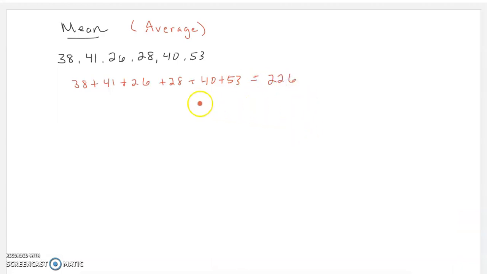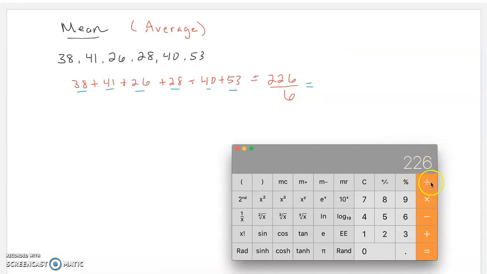Now from there, I'm going to divide this 226 by the number 6. The reason why I'm going to divide it by 6 is because I have 6 numbers here: 1, 2, 3, 4, 5, 6. There are 6 numbers in the data set, so I'm going to divide by 6. If there were 7 numbers in the data set, I would divide by 7. And if there were 3 numbers, I would divide by 3. But since there's 6, let's divide by 6. So I'll take this back to the calculator, 226 divided by 6, and that's going to give me this number.